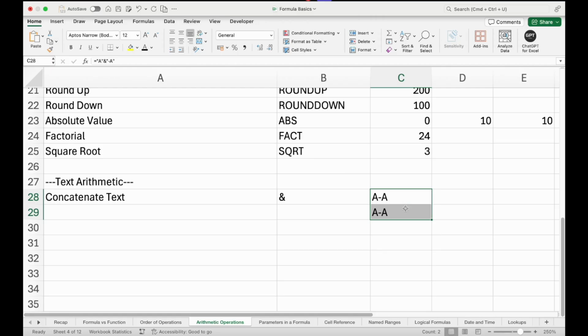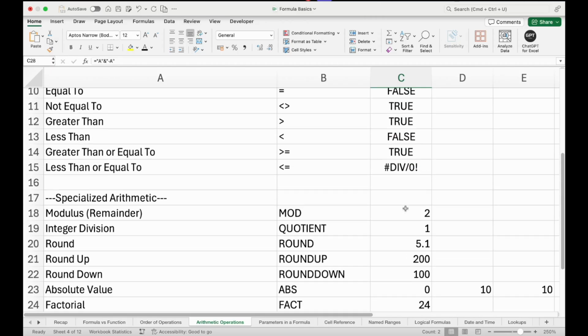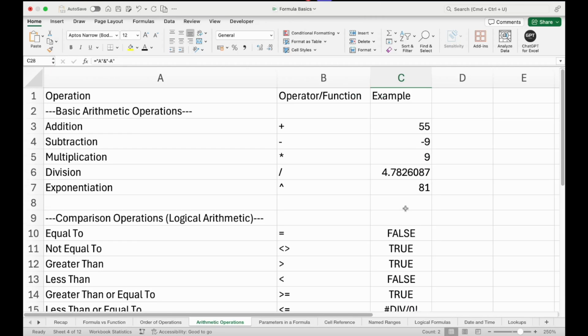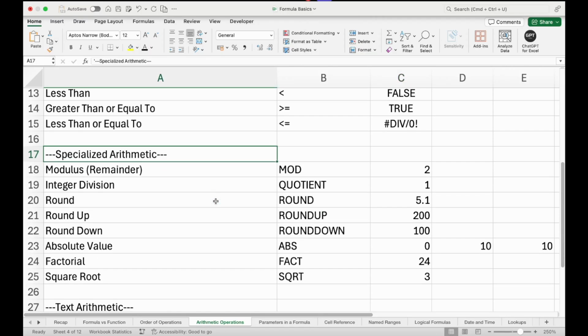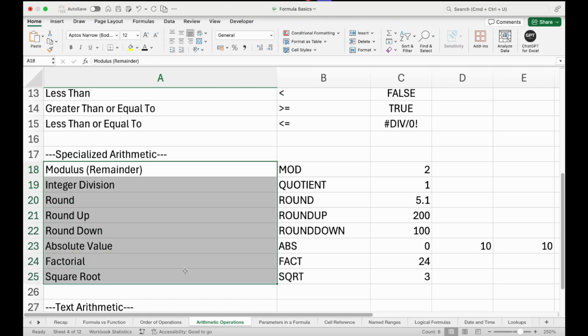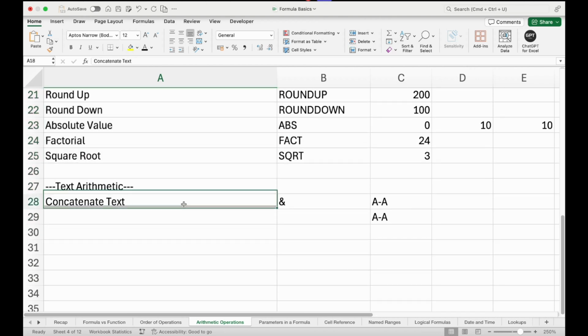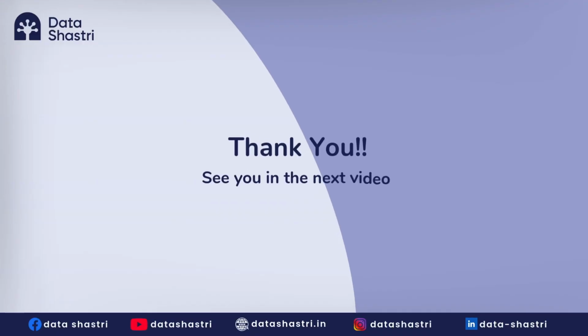Now with this, we know about the basic arithmetic operations, the comparison operations, specialized arithmetic operations with the functions that we have used, and textual concatenation. This gives you the foundations of all the formulas which we generally use in a lot of scenarios.